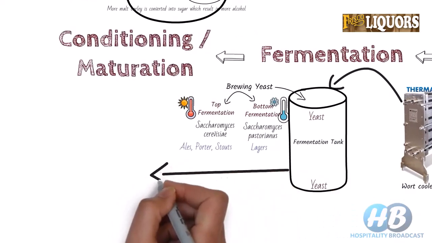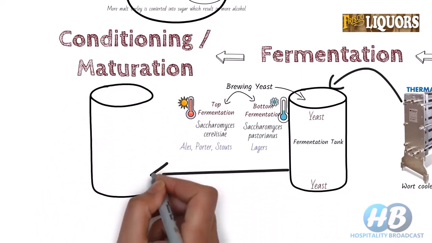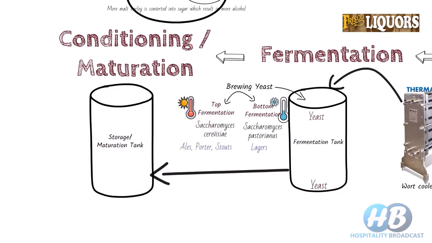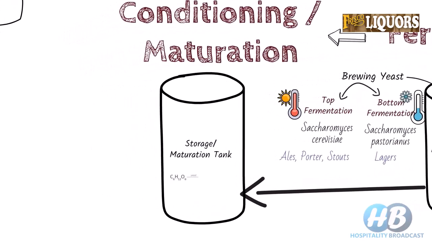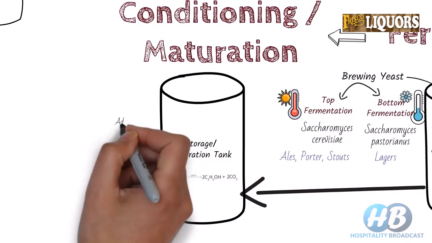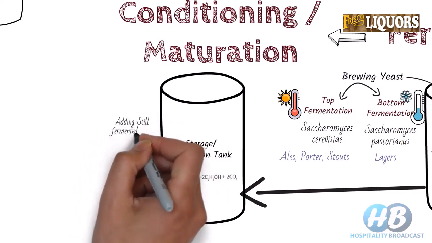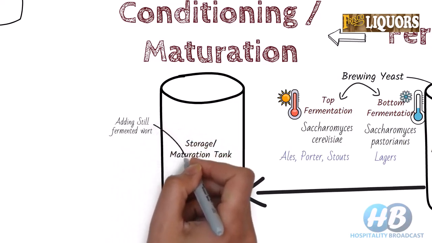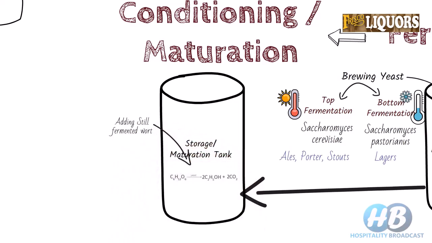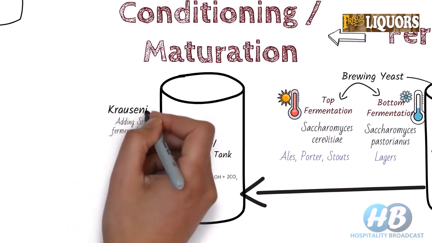The fermented young beer is racked into storage tank and stored for several weeks to months at 0 to 2 degrees Celsius. Now during conditioning or maturation, secondary fermentation also takes place with remaining sugar and yeast, and some manufacturers also add still fermenting wort to kickstart or speed up the secondary fermentation. And this process of adding wort to kickstart secondary fermentation is known as krausening.